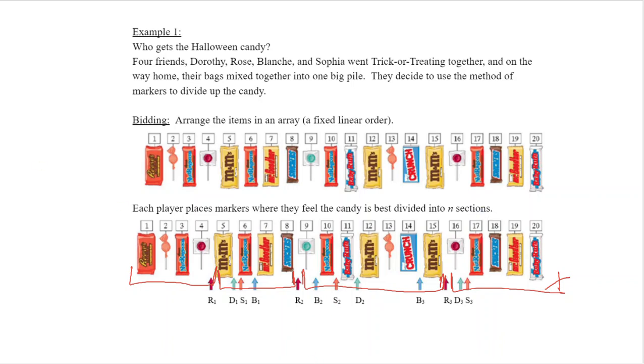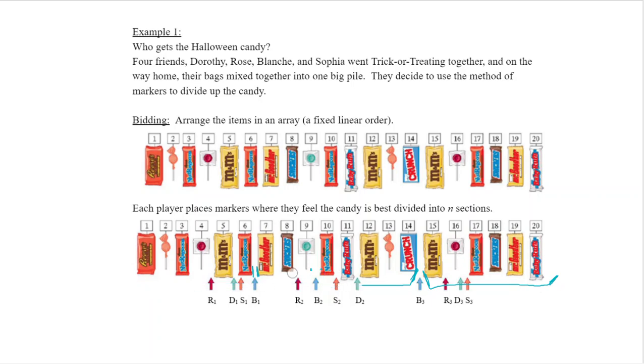Okay, so then each of the friends does the same thing, dividing up this row of candy into 4 equally valued sections. Looking at B, the blue markers, those are Blanche's markers. Again, 1 through 6, 7 through 9, 10 through 14, and 15 through 20, those 4 sections are equally valued to Blanche.